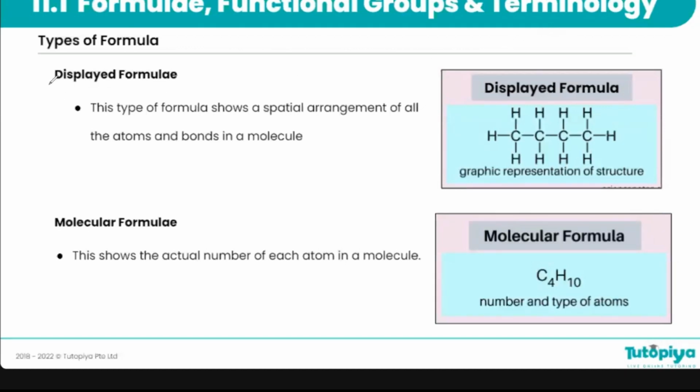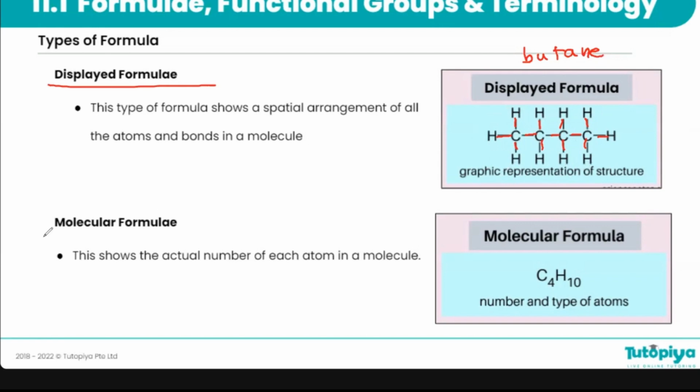Next, we have the displayed formula. This shows every single atom and bond in the structure and how they are arranged. So for example, here they have given the displayed formula of butane. Butane is an alkane with 4 carbons. So they have drawn the carbons first, and each carbon has only a single bond with the other carbon. And for each of the other spaces, a hydrogen is attached. So we get the displayed formula like this.